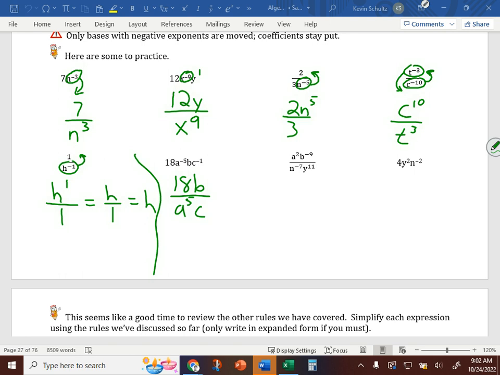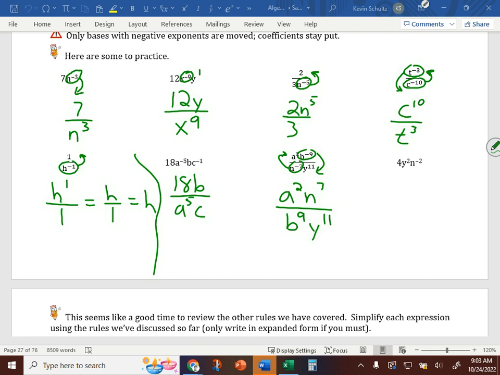Next one. Who wants to share? Anybody? Colin. A squared n to the 7th over b9 y to the 11th. Good. Our b to the negative 9th and n to the negative 7th move, right? N to the negative 7th goes up top. B to the negative 9th goes down on the bottom. And our a squared and y to the 11th just stay put because I got positive powers. They're happy right where they are at.